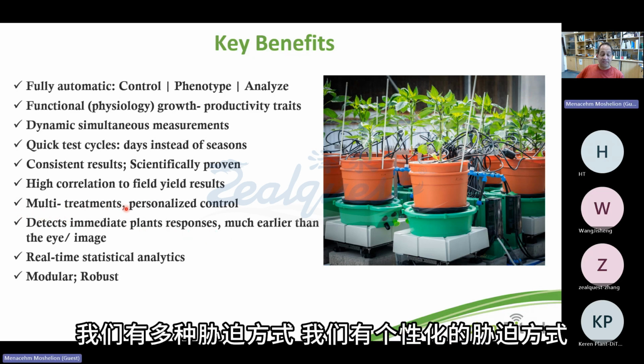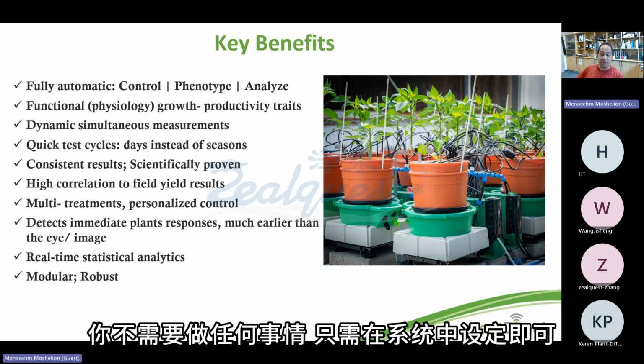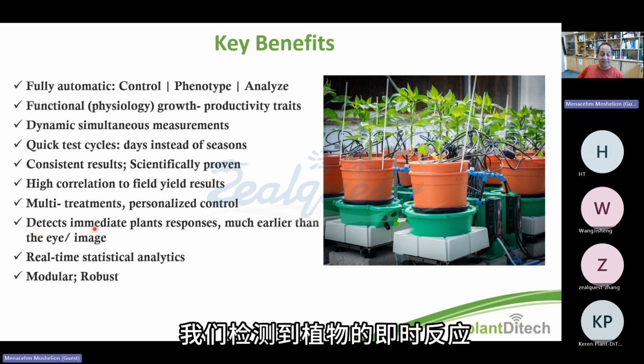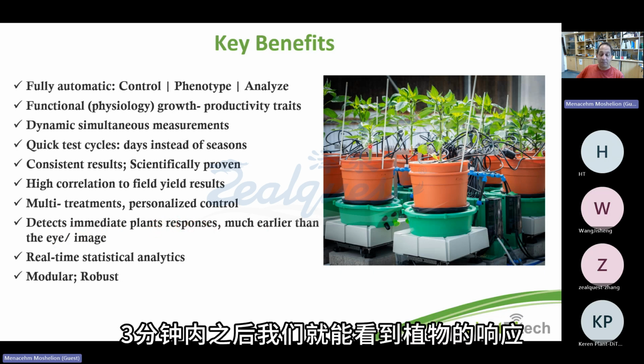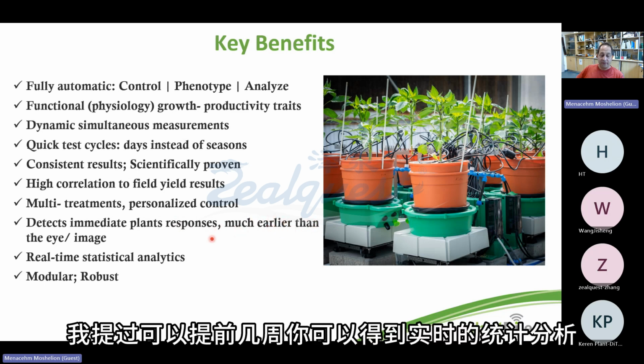We have multi-treatment that I explained. We have personalized treatment, so each plant can get a different treatment automatically. You don't need to do anything. You just feed it to the system. We detect the immediate plant response, and I talk about minutes. So in 3 minutes, we see the plant respond. We see it much earlier than any other devices, and I talk about weeks earlier.